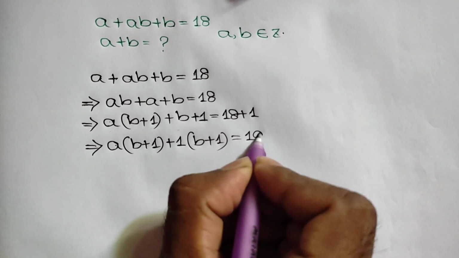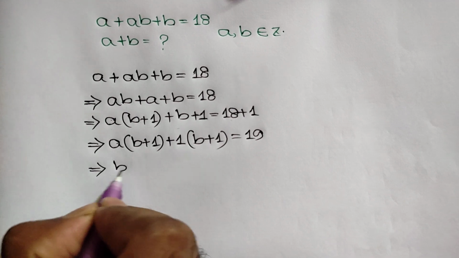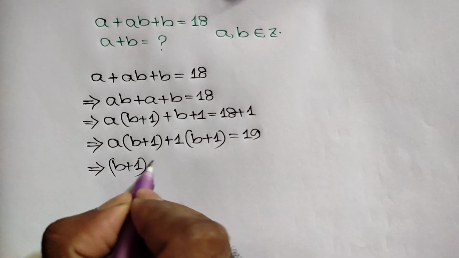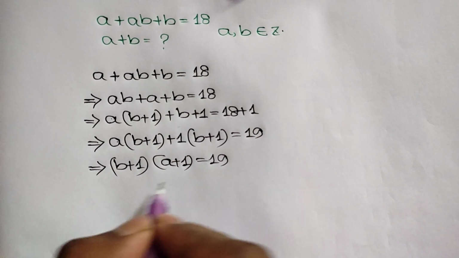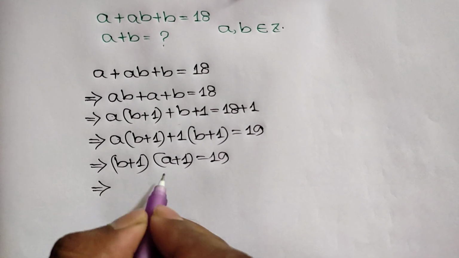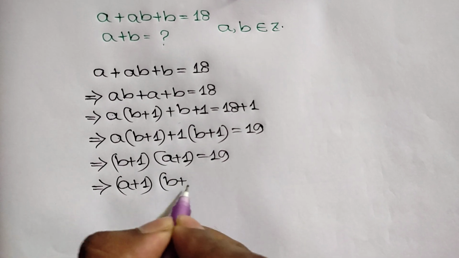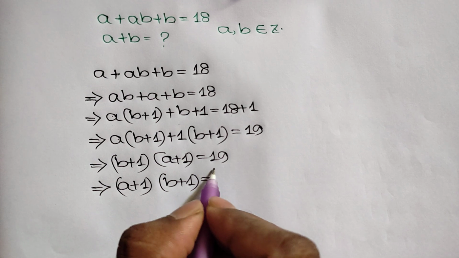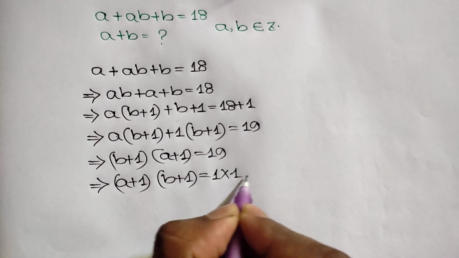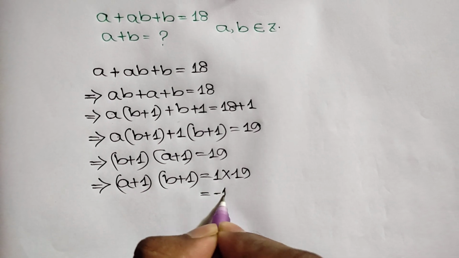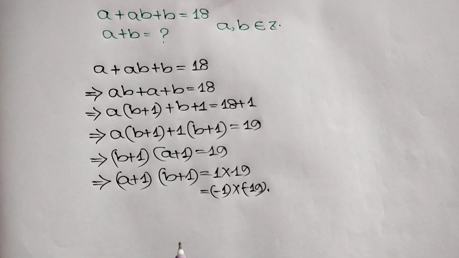plus 1 is equal to 19, or taking common b plus 1 we can write here (b plus 1) times (a plus 1) is equal to 19, or rearranging it we can write here (a plus 1) times (b plus 1) is equal to, this 19 can be written as 1 times 19 and negative 1 times negative 19 for integer solution.